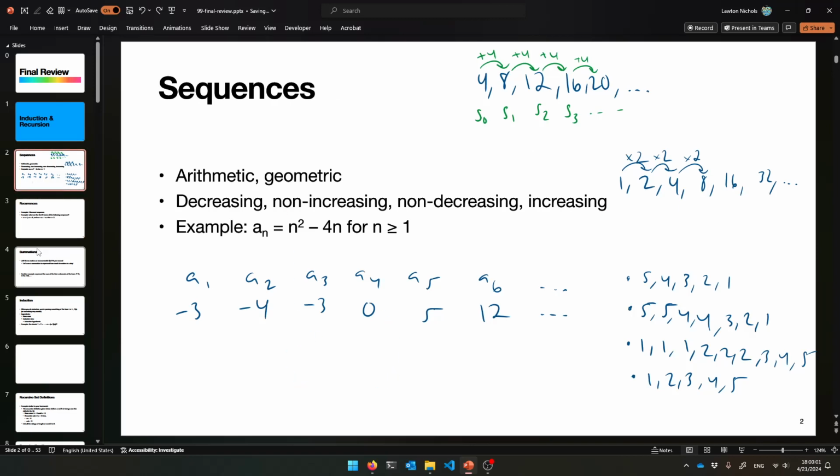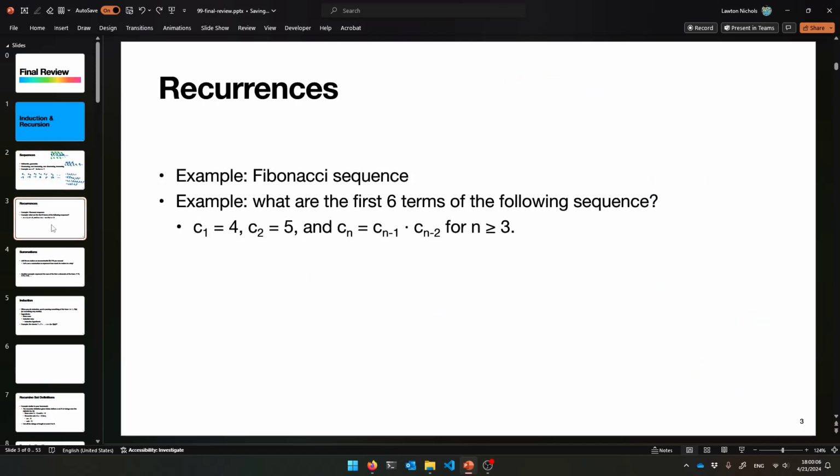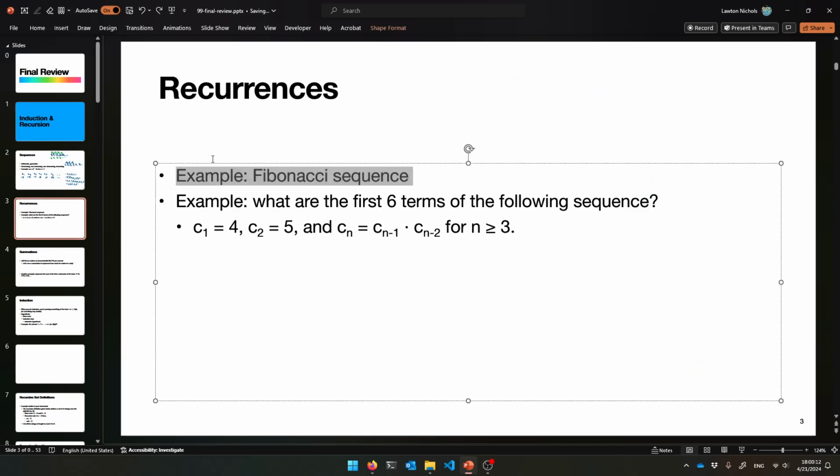Yeah. So that is that. Let's next get to recurrences. This is getting closer to recursion and then therefore closer to induction. So you can define the Fibonacci sequence using a recurrence relation.